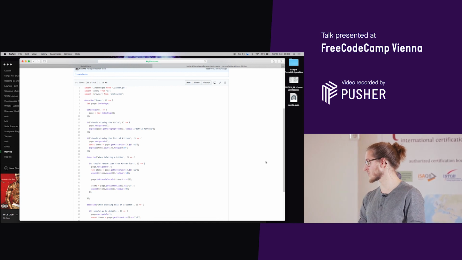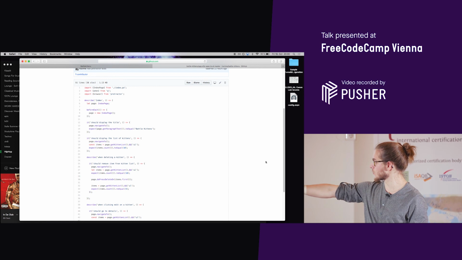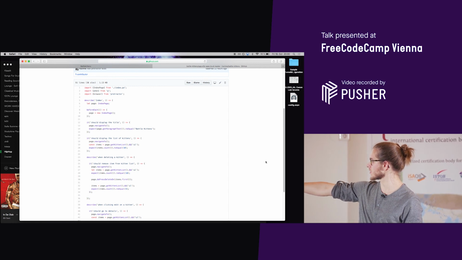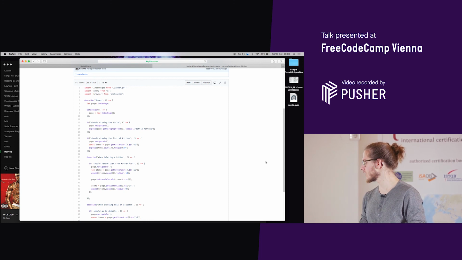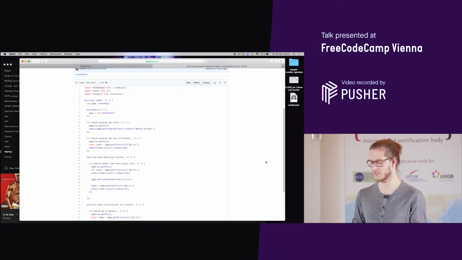Also, maintenance is harder. You see that we get items by selecting the links in the actual HTML, all right? Imagine if you change that up. If you use CSS selectors and you change your CSS, your tests are going to break. That won't happen with your unit tests.